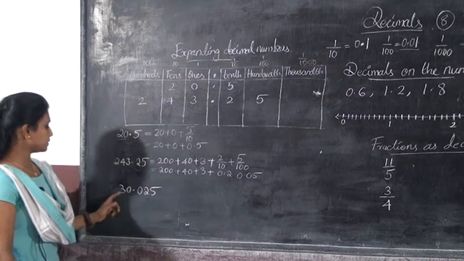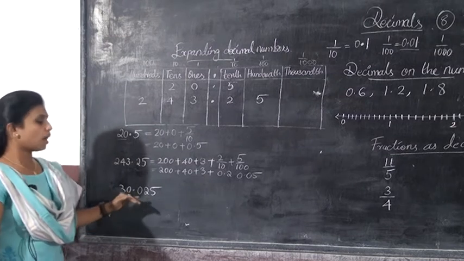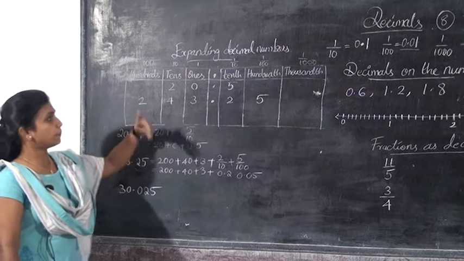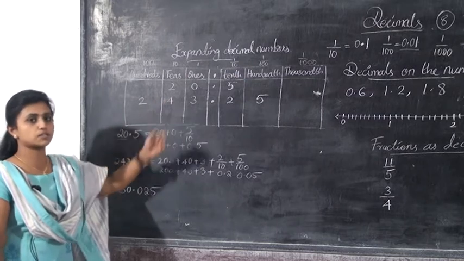Okay. Next one is 30.025. How will you write such types of decimals in the place value chart?